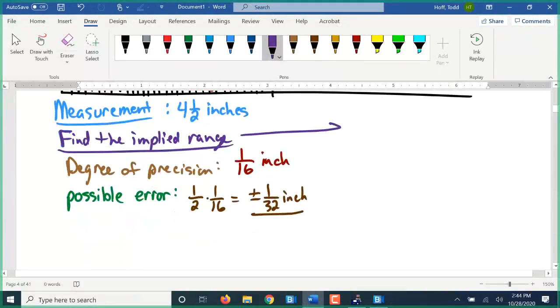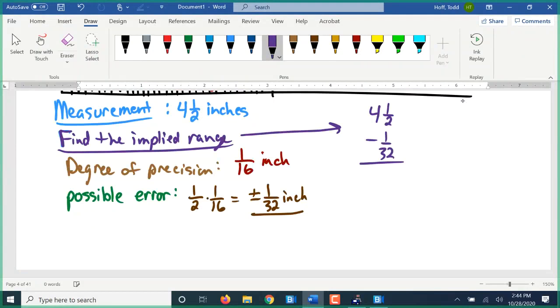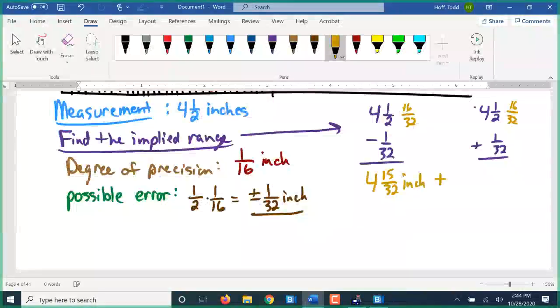So that implied range, if it's listed as 4.5 inches, is 4.5 minus a 32nd, to 4.5 plus a 32nd. 1/2, of course, is 16 32nds. 16 minus 1 is 15 32nds, so that's 4 and 15/32 of an inch. 16 plus 1 is 4 and 17/32 of an inch.